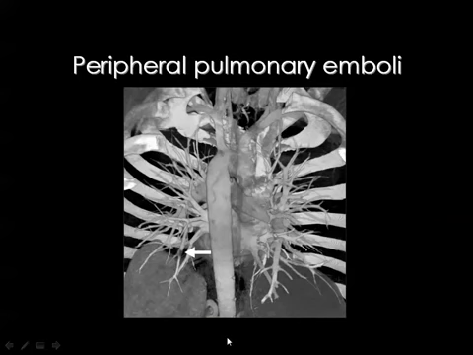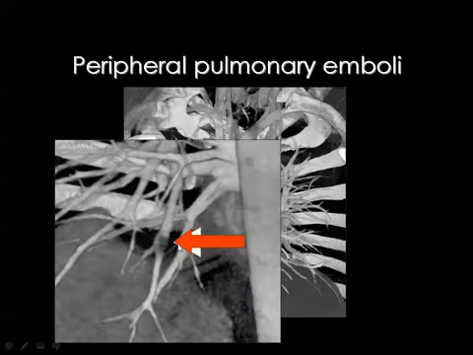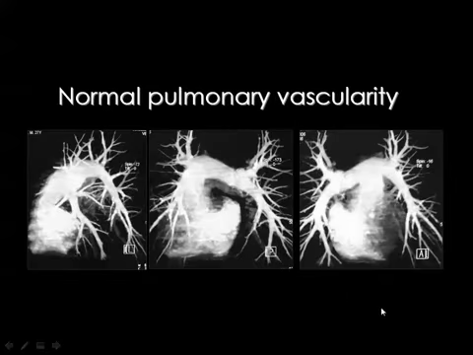Then look at this very small distant pulmonary embolus, which is in a very small branch near the diaphragm, and it can be identified by this technique. Meanwhile, this embolus can never be detected by either the ventilation perfusion scan or the selective pulmonary angiogram.